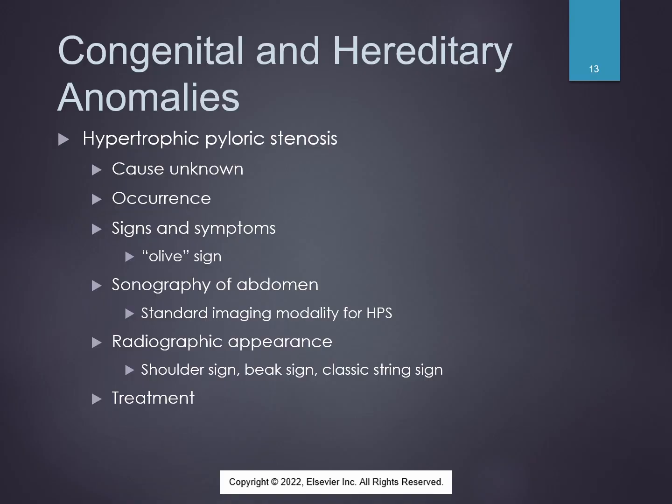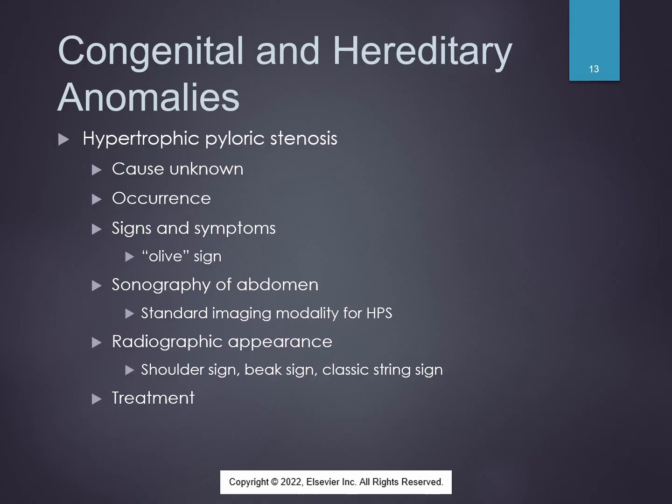HPS can be diagnosed clinically without imaging, and the infant can go to surgery from there. If no olive is palpated, imaging will be done by radiography to evaluate the patient. Modalities that can be used are radiography, sonography, fluoroscopy, upper GI series, or a combination of these. Radiographs will show gastric distension, and it may also show a soft tissue mass impression of the thickened pyloric muscle.